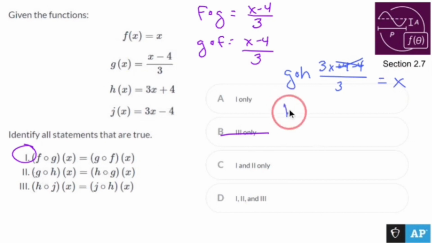Let's see what h of g is. H of g means I start out with h, and replace every x with g.